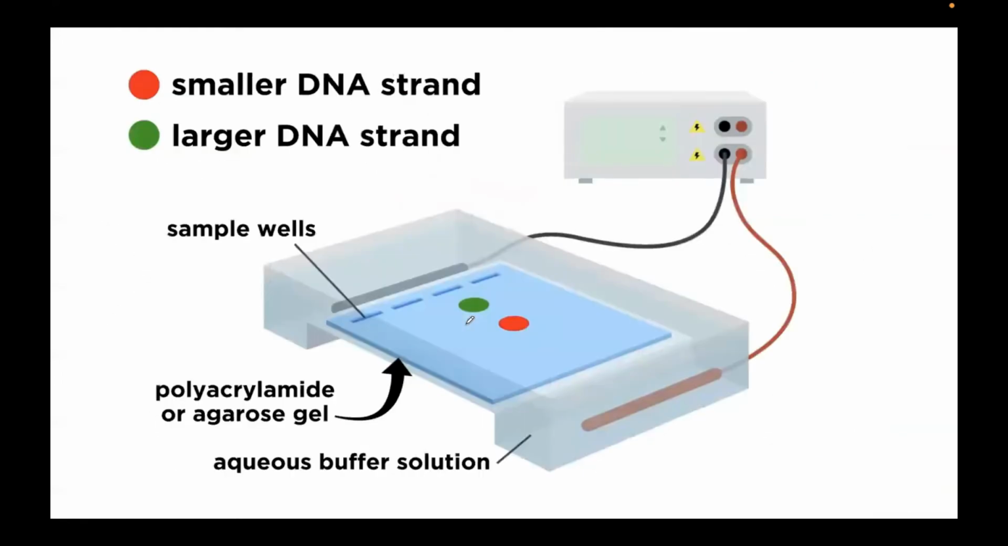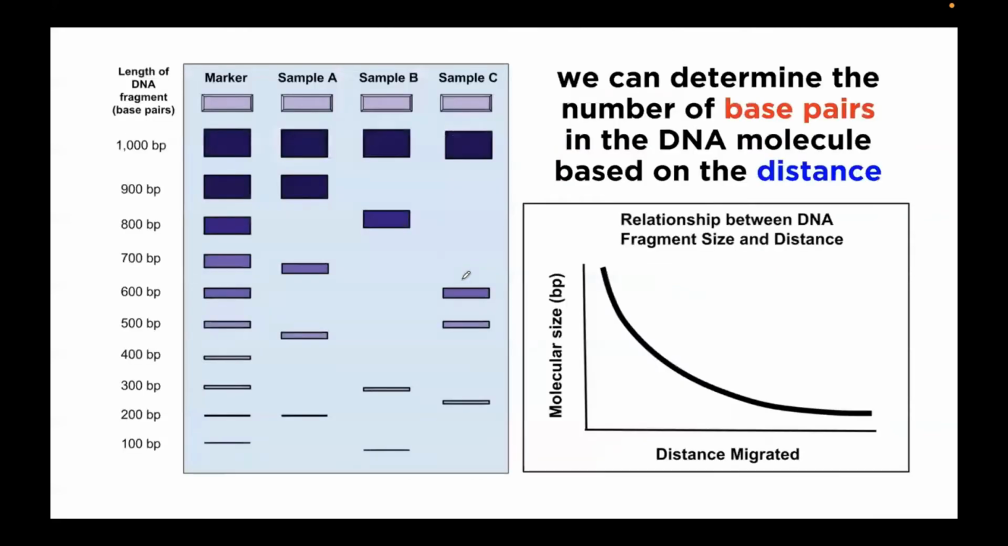Okay, as we said, the smaller the DNA strand, the greater distance it will travel. Mas malayo yung mararating ng mga maliliit, kasi nga, mas nakakapag-pass through sila dun sa mga pores, compare dun sa mga malalaki na naiwan sila dun. From the sample well, mas naiwan sila dun sa parang pinaka-starting line nila. We can determine the number of base pairs in the DNA molecule based on the distance.